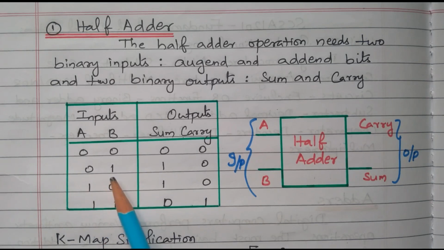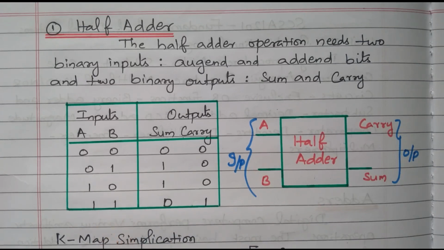So A bar B plus A B bar is nothing but an exclusive OR gate. So we can use the exclusive OR gate to get the output of sum. The carry here, only 1 is available. What is available here? 1 1. 1 1 means AB, A into B. Right? In order to get the carry, what is the expression? The binary expression is A into B.